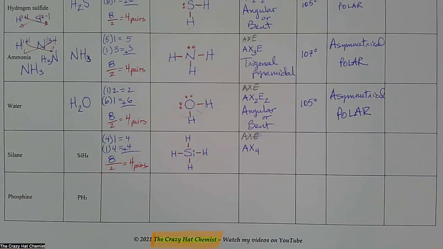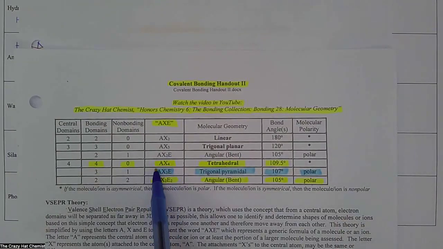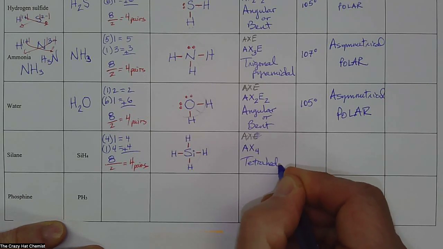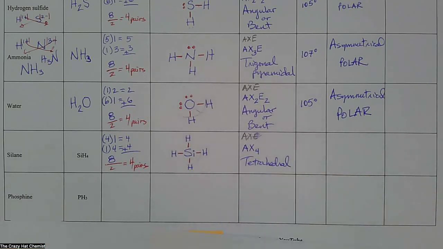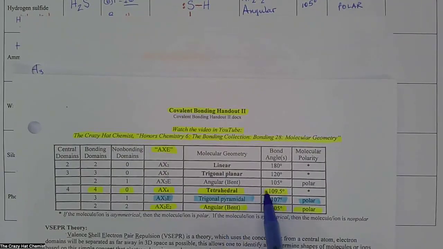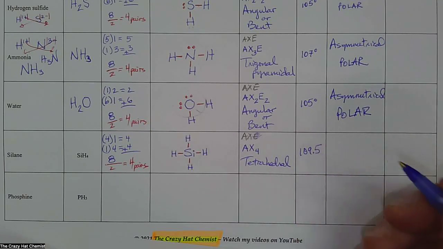If we look at our table here, we're going to find AX4. We have highlighted that on a previous video. AX4 corresponds to the name tetrahedral, and that is what we're looking for. What is the bond angle for tetrahedral? 109.5. Perfect.